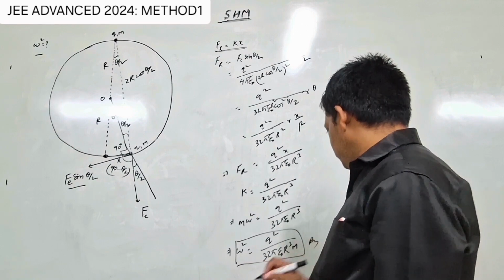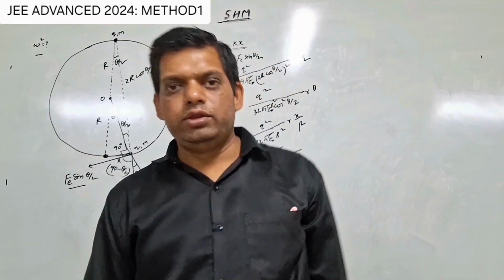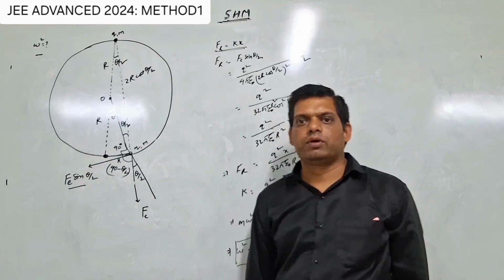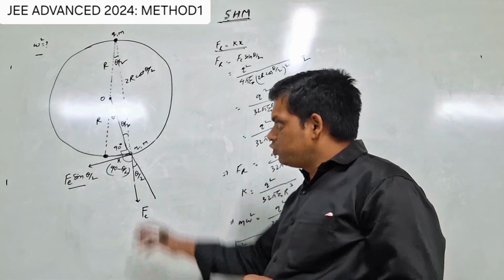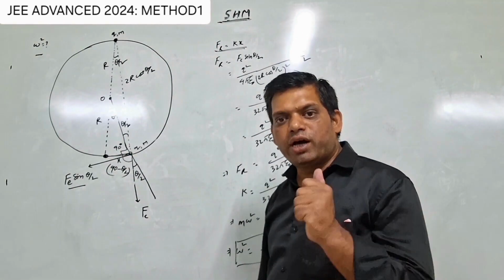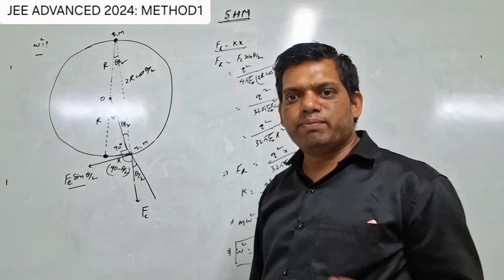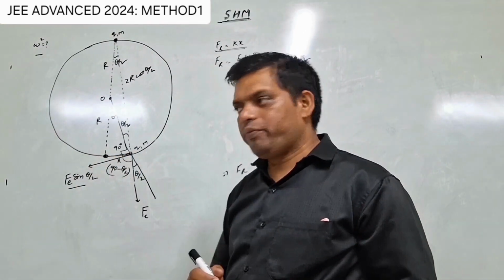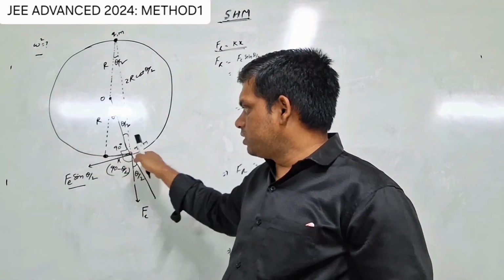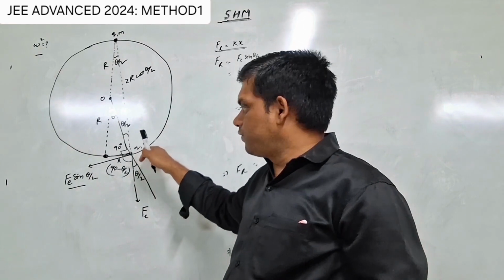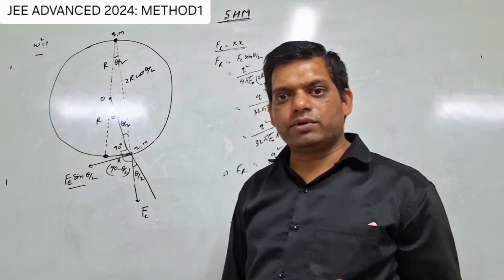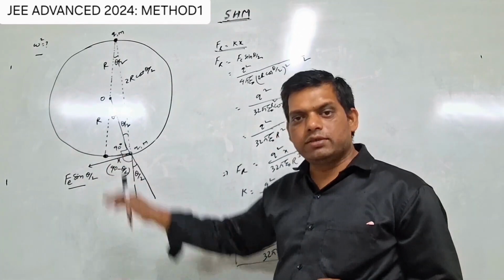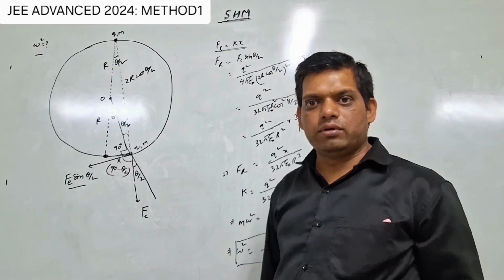So in this way we have solved this question by assuming this motion as simple harmonic motion, linear simple harmonic motion, because we have taken x as linear displacement. The bead is displaced by some linear displacement x, therefore it will be linear simple harmonic motion. Now we can also solve this question by assuming it as angular simple harmonic motion.